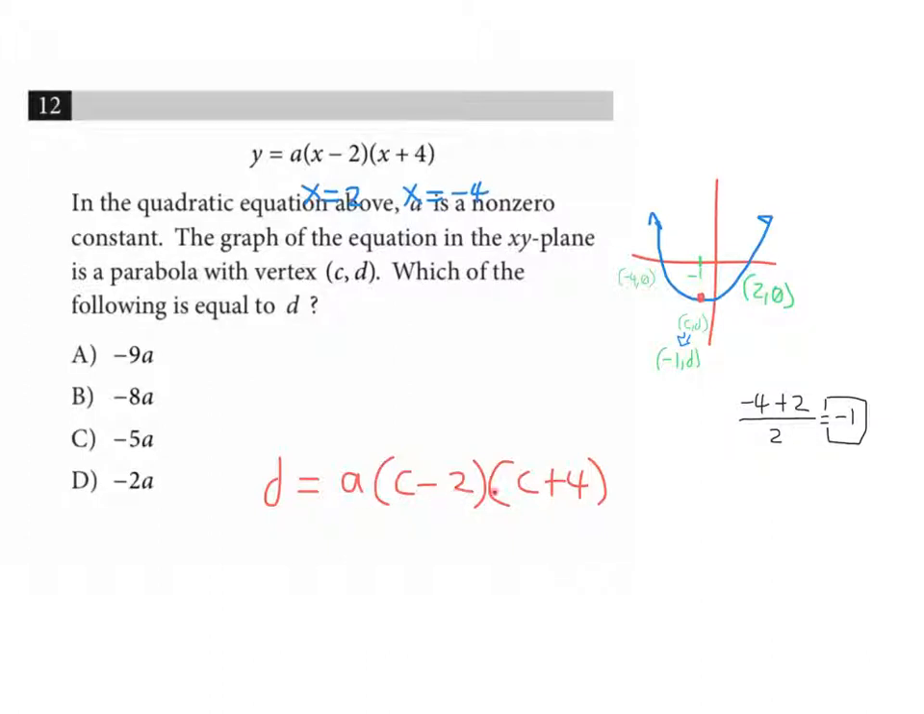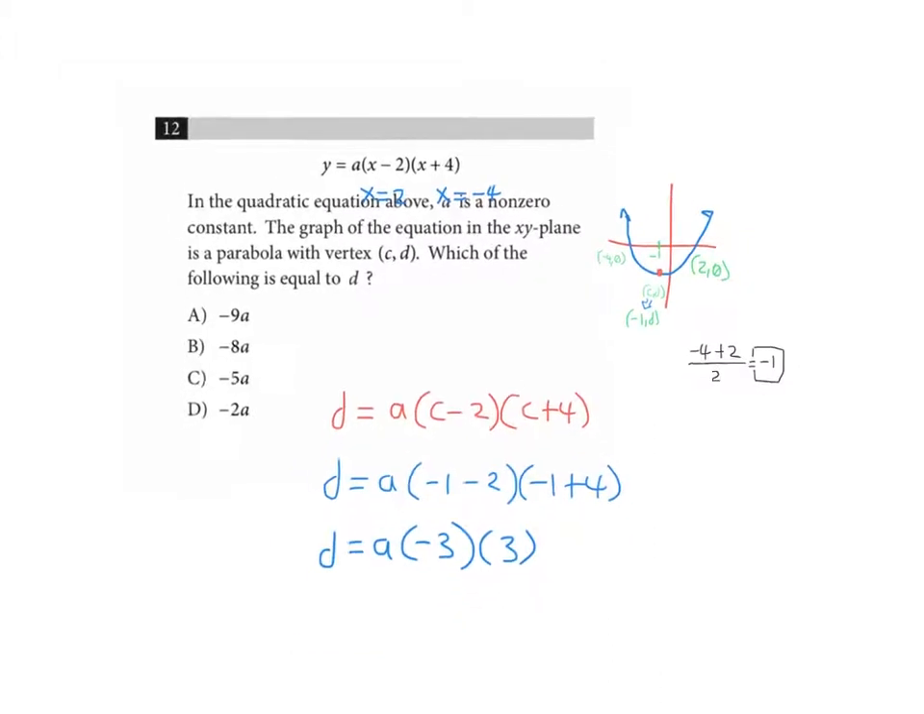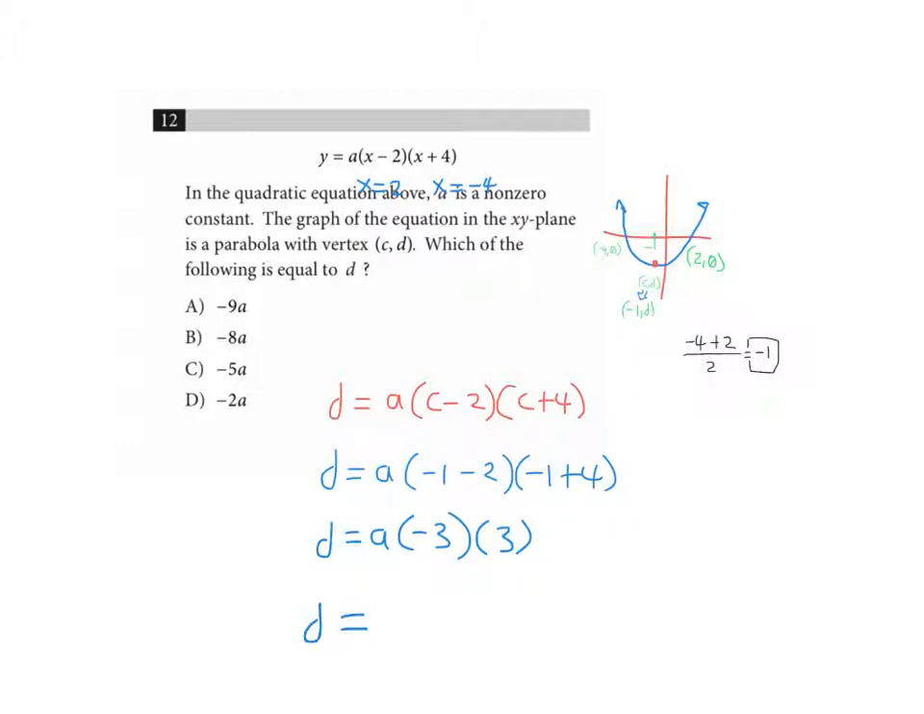But one thing we could do for sure is simplify this side. Now, how are we going to do that? Well, we know what C is. It's -1, so let's take it one step further and say that D equals A times (-1 minus 2) times (-1 plus 4). Simplifying that gives me D equals A times -3 times 3. And simplifying that gives me D equals A times -9. And that is why -9A is the answer.